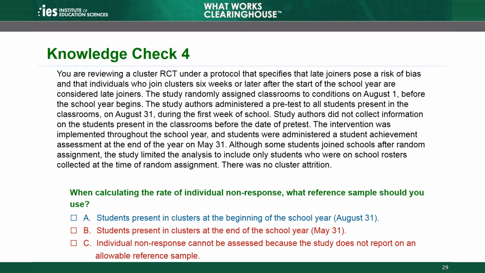B and C are incorrect answers. B is incorrect because students present in clusters at follow-up is not an acceptable reference sample when late joiners pose a risk of bias. C is incorrect because students present in clusters at the beginning of the school year is an acceptable reference sample when only late joiners pose a risk of bias.